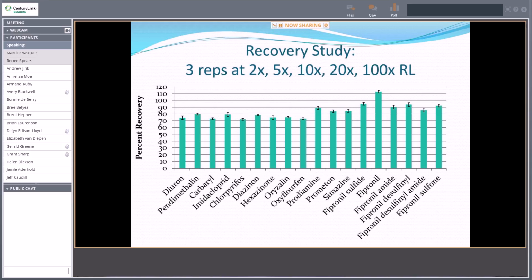So this was something where we felt like, okay, this is robust enough over this concentration range to move out into the field and feel good about the lab's ability to detect these compounds.